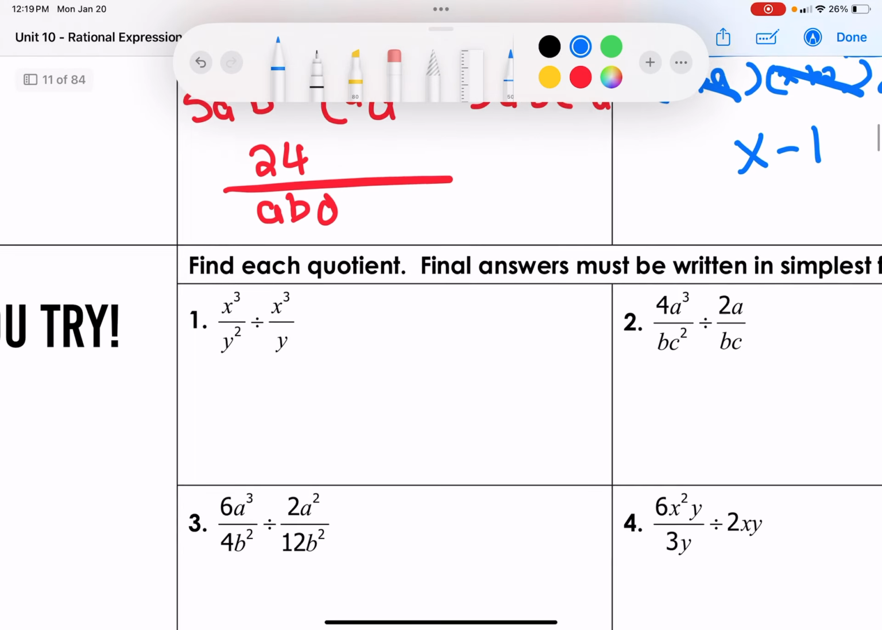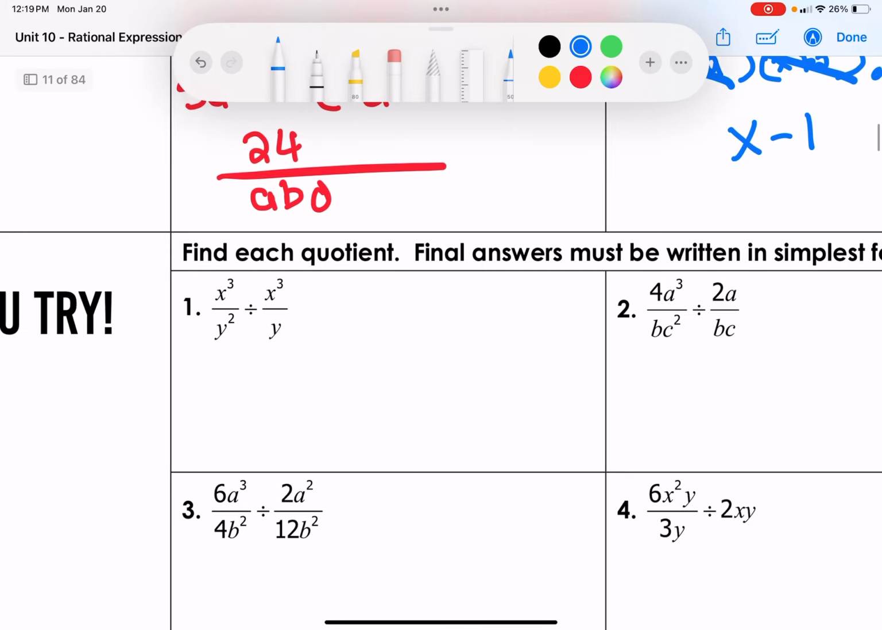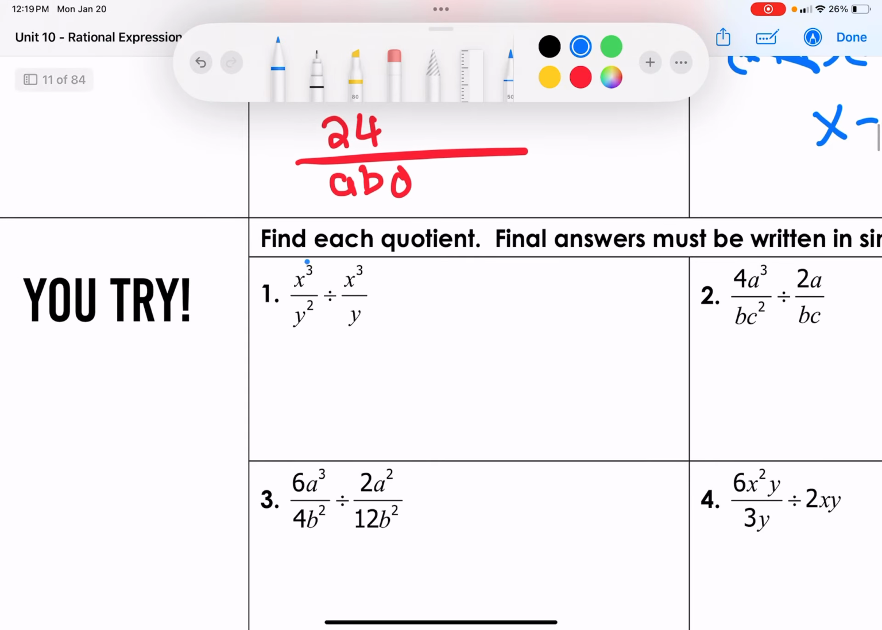All right, so let's work out these odd numbers. Find each quotient. Final answer must be written in simplest form. So I got x cubed over y squared divided by x cubed over y. Well, I can't factor anything out of that, right? So I'm just going to multiply times the reciprocal. So let's change that question.